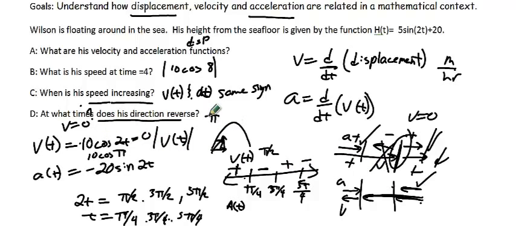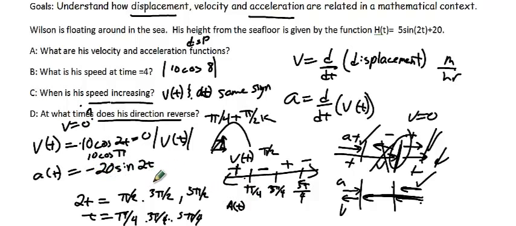So this is at pi over 4 plus pi over 2 k. And that's basically every single time it's going to do that. Okay, so that's a side note there. So let's finish our acceleration. And so acceleration is basically going to be kind of the other ones.